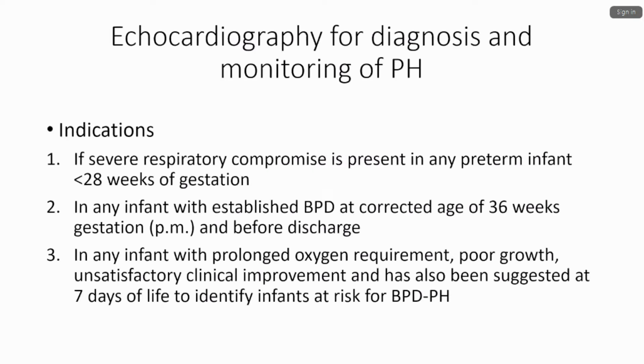Diagnosis. The echocardiography diagnosis and monitoring of PH. Indications are if severe respiratory compromise is present in any preterm infant less than 28 weeks of gestation, in any infant with established BPD at the corrected age of 36 weeks gestation and before discharge, in any infant with prolonged oxygen requirement, poor postnatal growth and unsatisfactory clinical improvement, and it has also been suggested at 7 days of life to identify the infant at risk for pulmonary hypertension associated BPD.